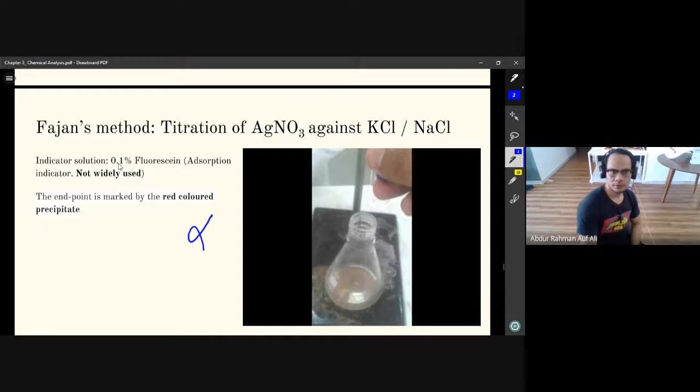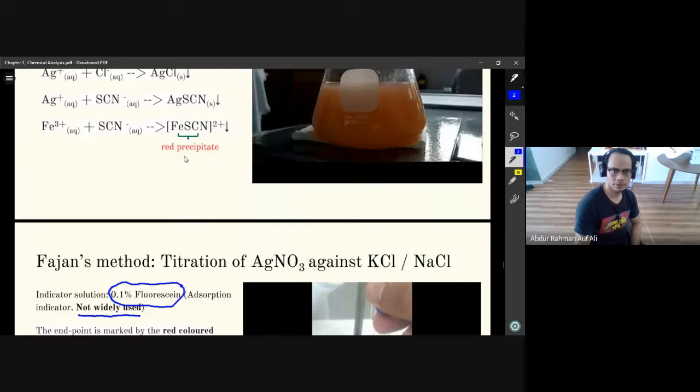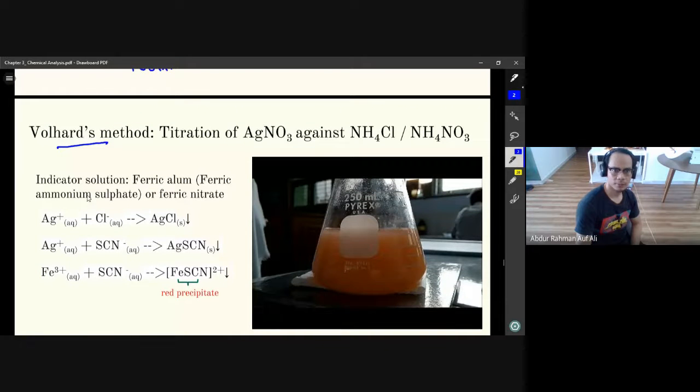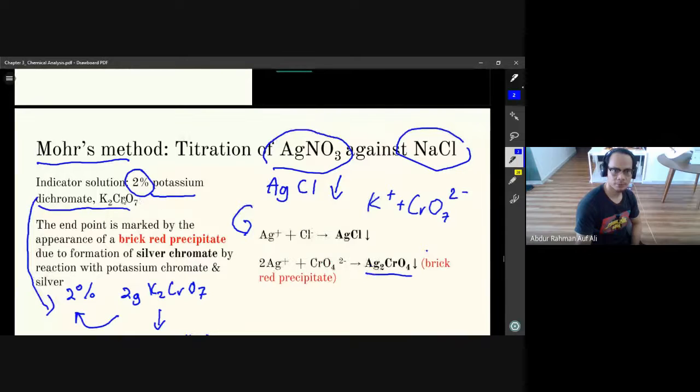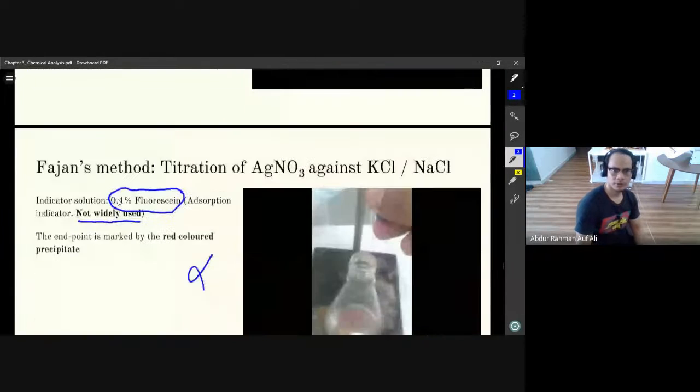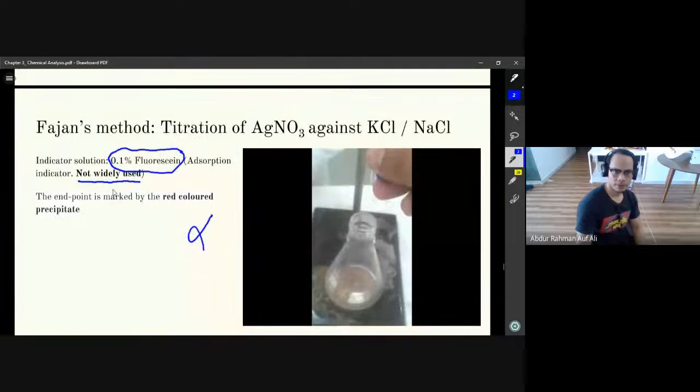But I got this from the previous lecture note. But I have never used fluorescein. When I worked as a chemist before, I have used these two methods above. Ferric ammonium sulfate as indicator I have used, potassium dichromate I have used. Fluorescein not so much. I agree with this, but I'm not sure why. Okay, and its colour change is also the same, a red precipitate.